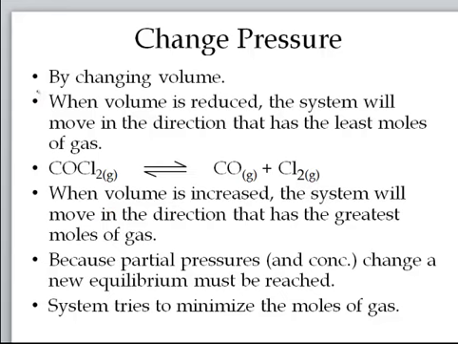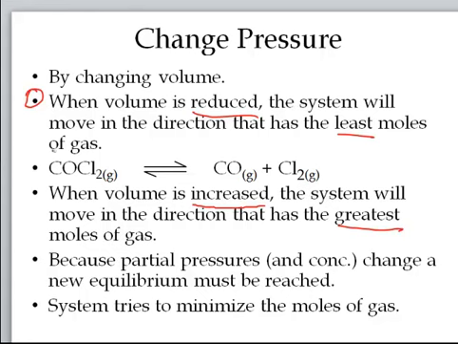Now look at this bullet right here. This one's really important. When a volume is reduced, the system will move in the direction that has the least moles. So if you just remember, reduced volume, fewer moles, you're going to be in great shape. And then, of course, on the opposite end, if you increase the volume, you'll increase the number of moles.